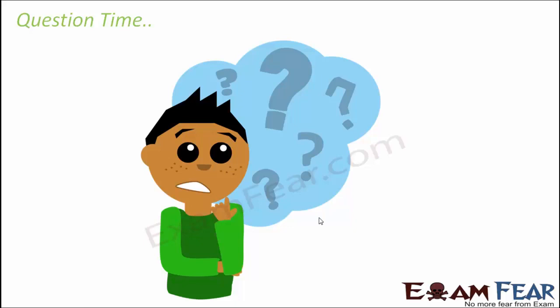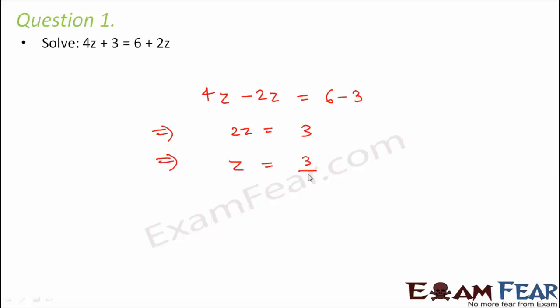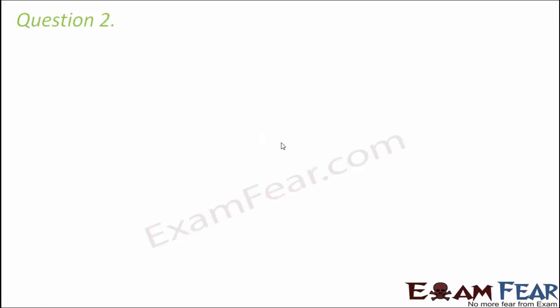So keeping these points in mind, let us try to solve some more equations with variables on both sides. Question number 1. Solve 4z plus 3 is equal to 6 plus 2z. So in this case, we collect all the variables on one side and the constants on the other. So we get 2z is equal to 3, or we can say z is equal to 3 by 2. So this is a solution for this equation.